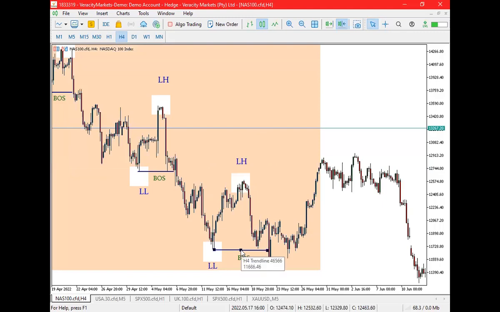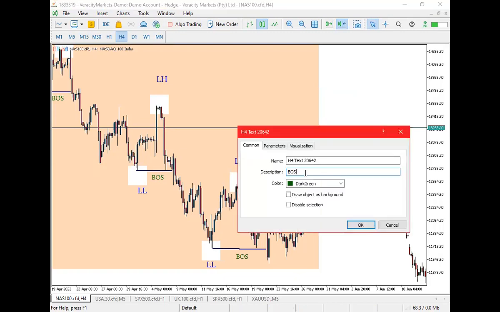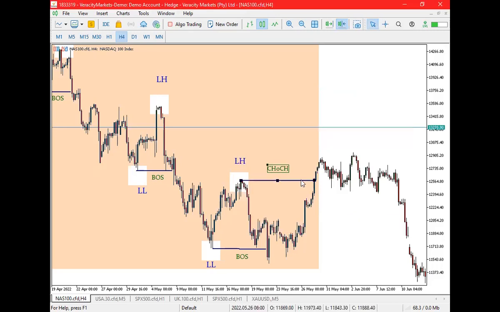Now I want to show you this is a CHoCH. Why? Let me show you. This is our CHoCH. Change of character. From there, you are no longer following the bearish trend, because it's now invalid. It's no longer there. We had another lower low, which is here, if I'm not mistaken.